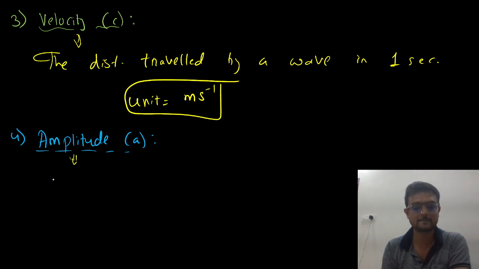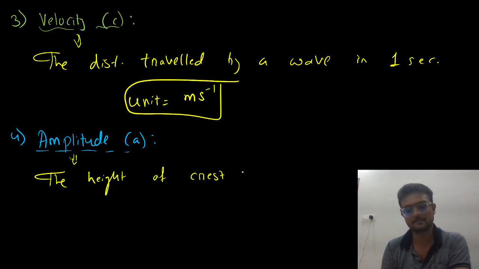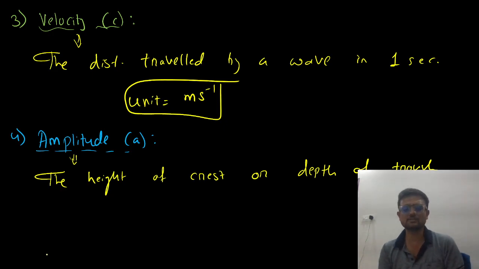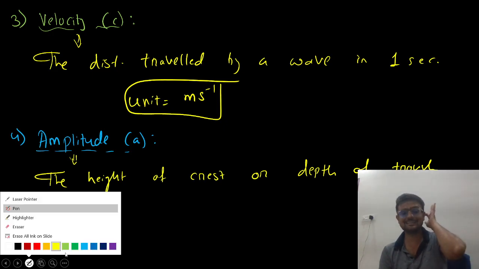It is the height of crest or depth of trough. Height of crest or depth of trough of a wave is called as amplitude, right? And basically what does amplitude determine? Amplitude actually determines the intensity.